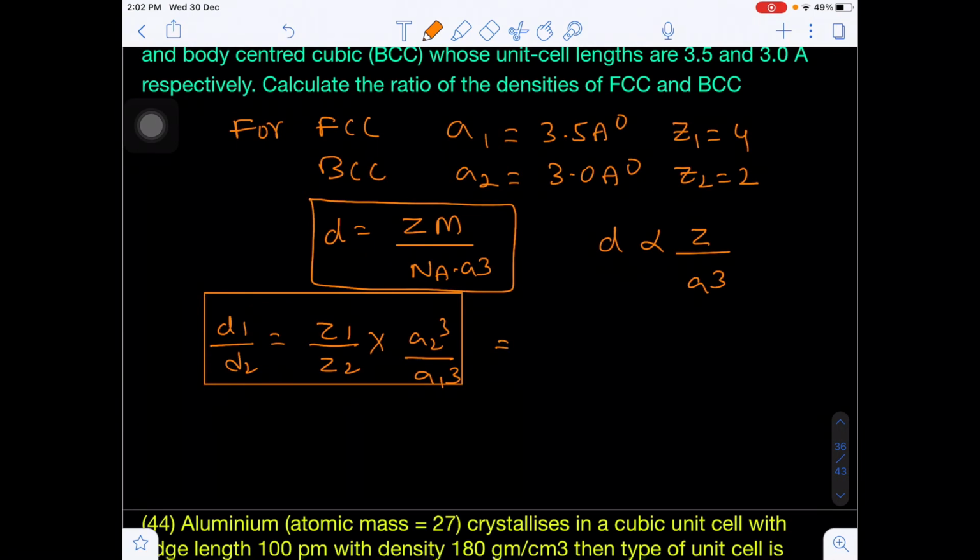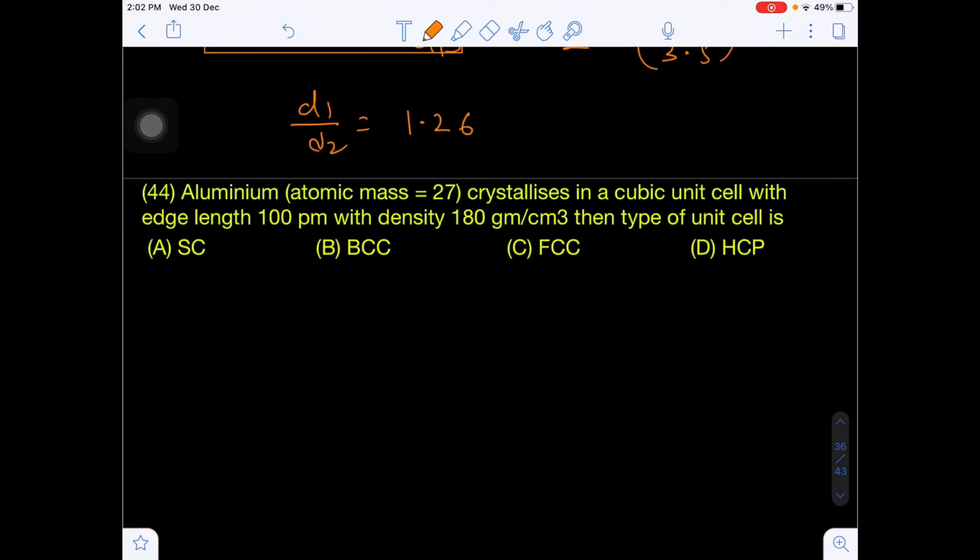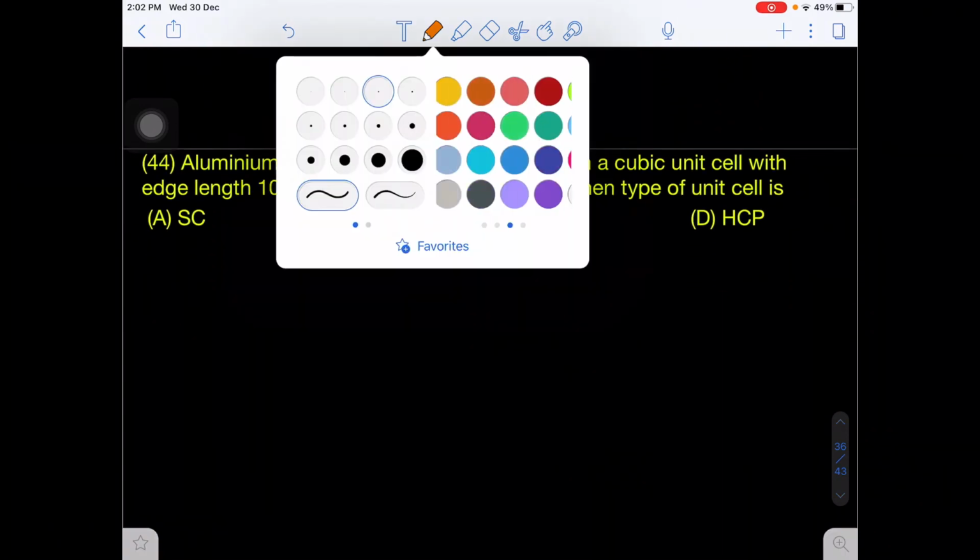Okay. Now here z1 value 4, z2 value 2, a2 value will be 3 angstrom and a1 value will be 3.5 angstrom. Okay, whole cube. So finally the densities ratio will be equal to 1.26.